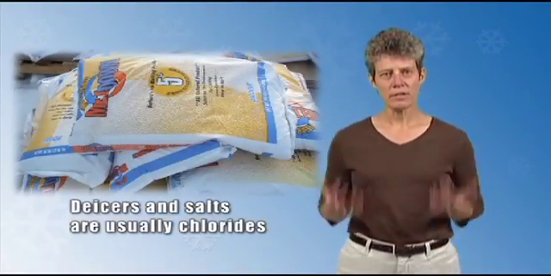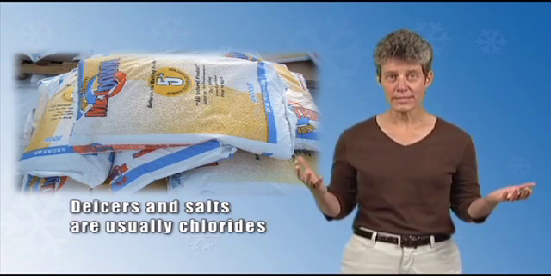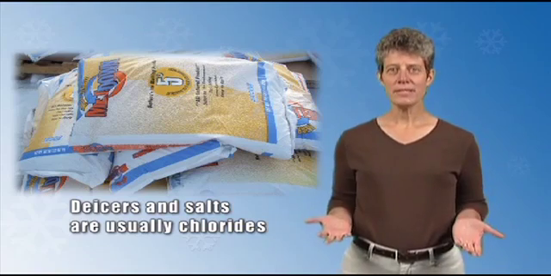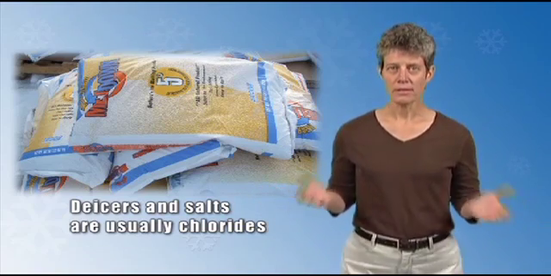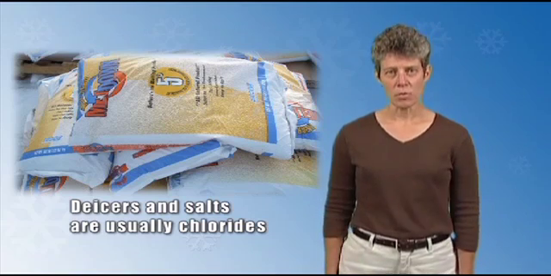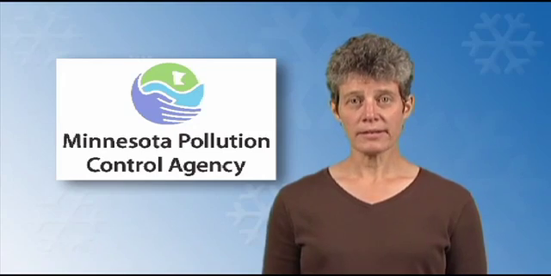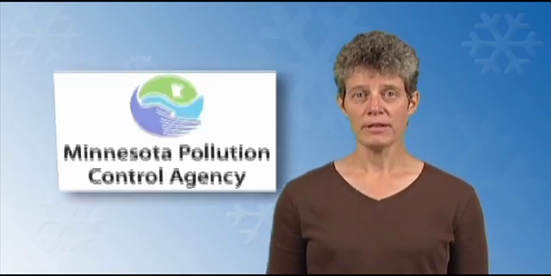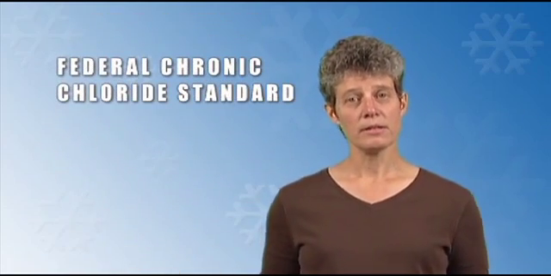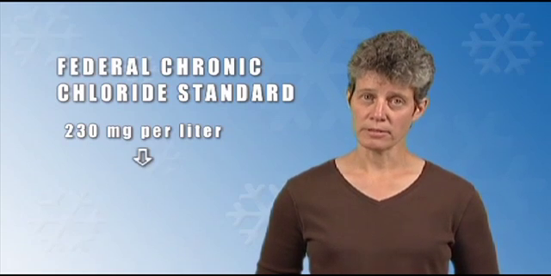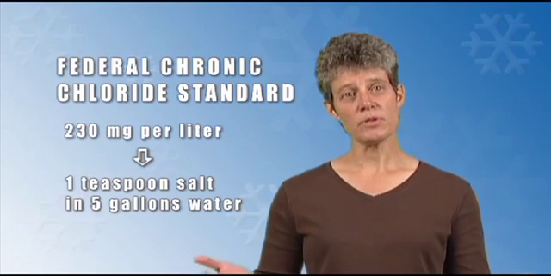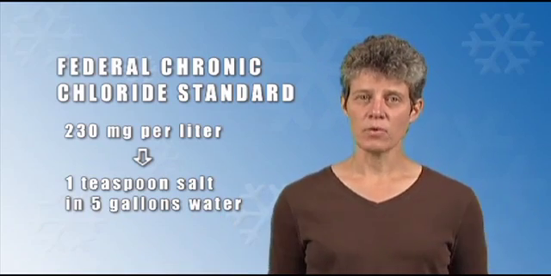Speaking of de-icer, most of our de-icers belong to the chloride family. You know, the same last name, chloride. Sodium chloride, magnesium chloride, or calcium chloride. But chlorides can be very dangerous to aquatic life. To protect our lakes and rivers, the Minnesota Pollution Control Agency has adopted the federal chronic chloride standard of 230 milligrams per liter. 230 milligrams per liter is about 1 teaspoon of salt mixed into 5 gallons of water.